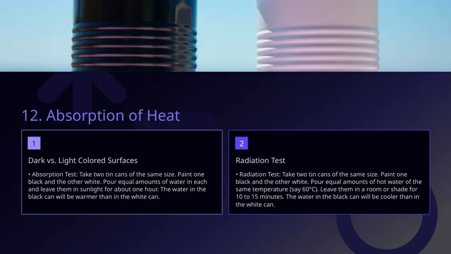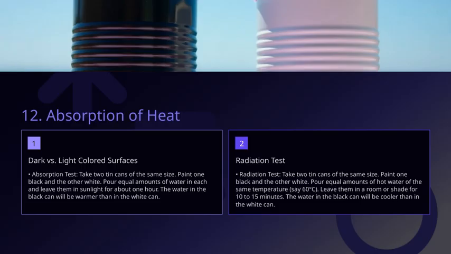Next, we have the radiation test. Again, take two cans of the same size, paint one black and the other white. But this time, pour hot water, say at 60 degrees Celsius, into each and leave them in a shaded room or in the shade for about 10 to 15 minutes. What do you notice? Interestingly, this time, the water in the black can will be cooler than in the white can. This tells us that black surfaces also emit radiation more effectively, losing heat faster in certain conditions.